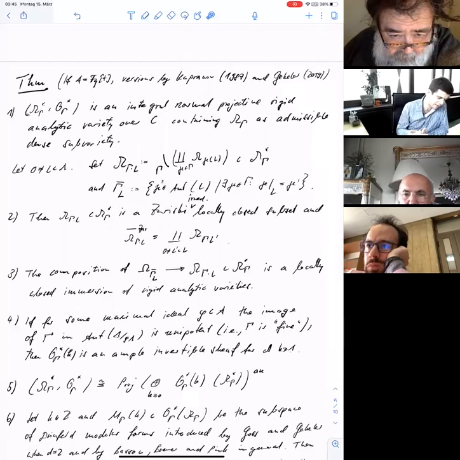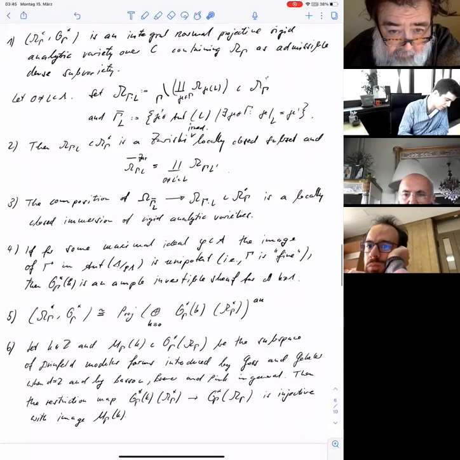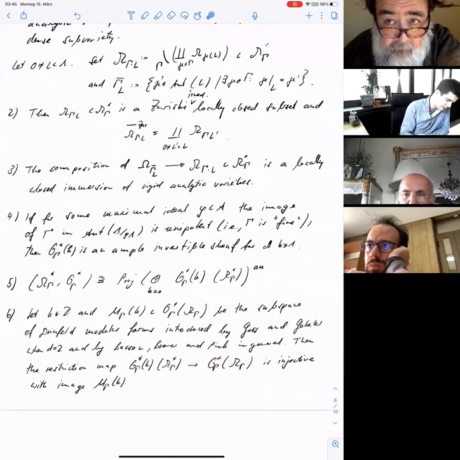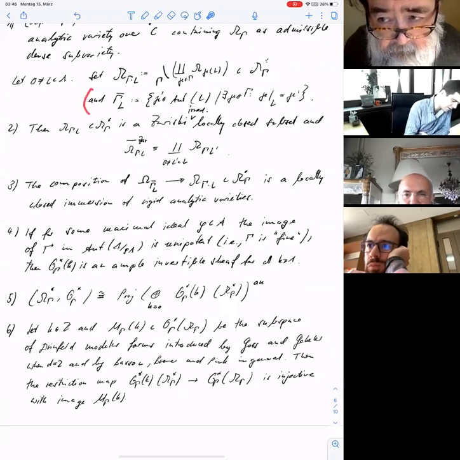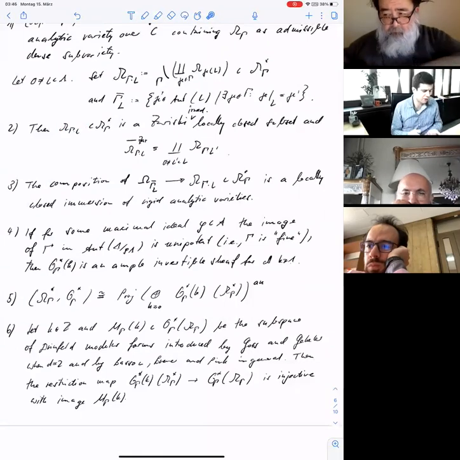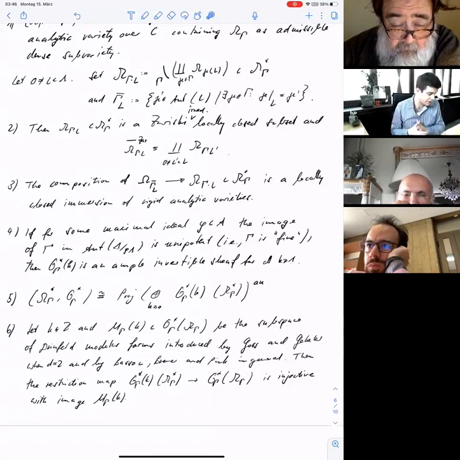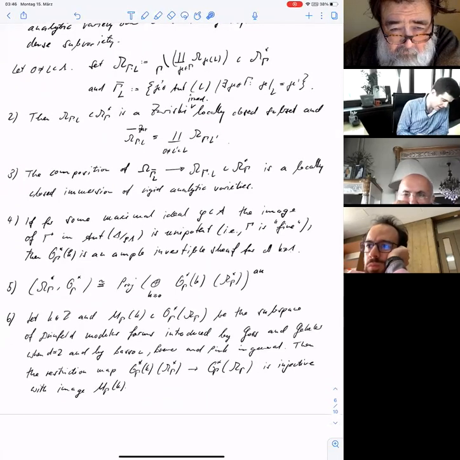But they really give a nice, maybe unexpected, stratification of the moduli space of this compactification. And yeah, the theorem says that, I would like to ignore this now. So this, as a locally closed subset, has the structure of a rigid analytic variety, and now this part B says that it behaves as expected on the morphisms.